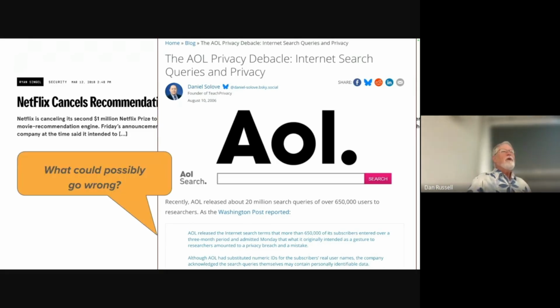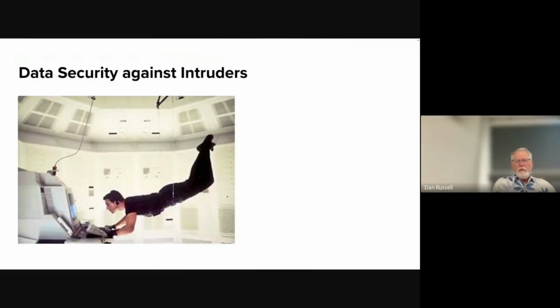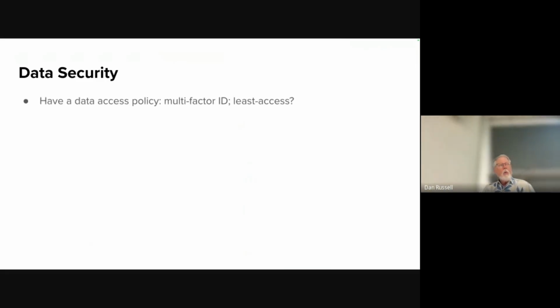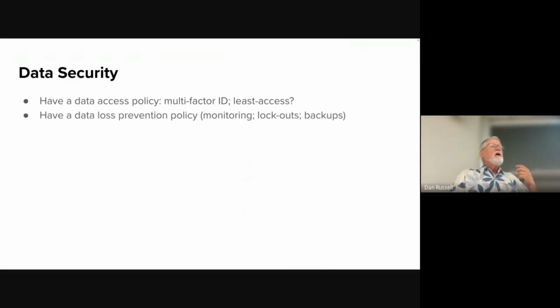What could possibly go wrong? Just told you. So we also want to provide data security against intruders. And here's Tom Cruise doing that thing he does. So we need to establish data access policies, right? You need at least multi-factor authentication. You need the principle of least access to the data. You need, as a responsible HCI AI person, to have a data loss prevention policy.